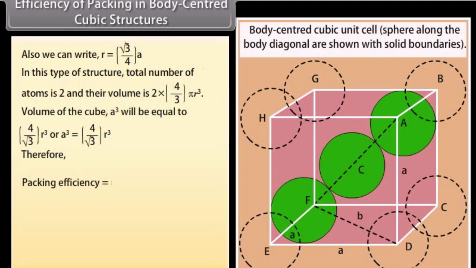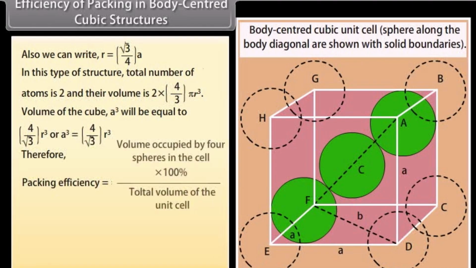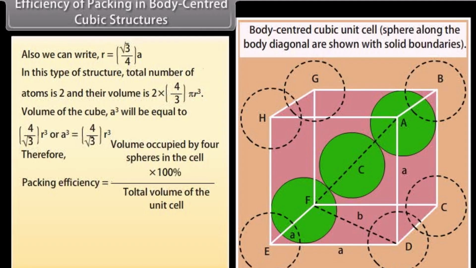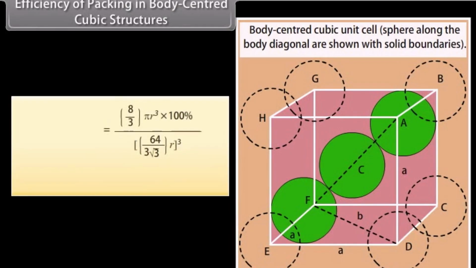Therefore, packing efficiency is equal to volume occupied by two spheres in the cell into 100 upon total volume of the unit cell, which is equal to 2 into 4/3 πr cube into 100 upon (4 upon square root 3 r) cube, which is equal to 8/3 πr cube into 100 upon 64/(3 into square root 3) r cube, which is equal to 68%.